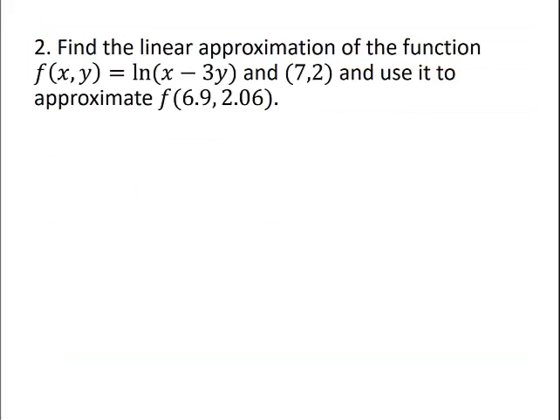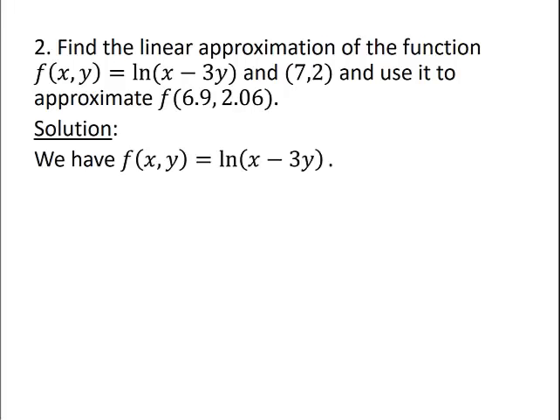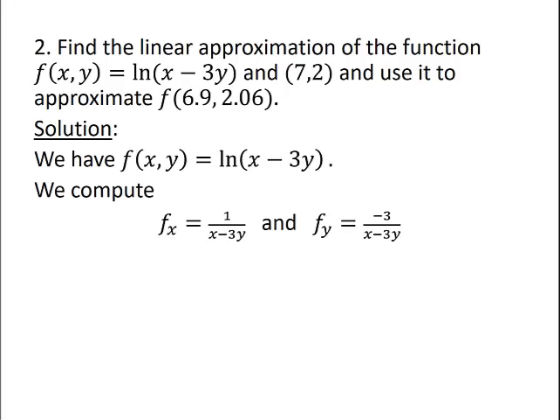Let's do an example. Let's find the linear approximation of the function natural log of x minus 3y at the point 7, 2 and use it to approximate the value of the function at 6.9, 2.06. Here we go. So our function is the natural log of x minus 3y. The first thing we want to do is to compute the partial derivatives of this function.